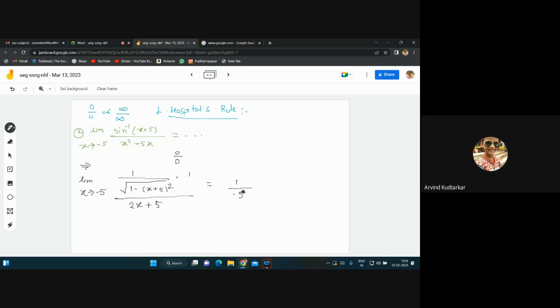So correct option क्या हो सकता है रे, 1 upon minus 5 ना. So 1 upon minus 5 is there. Correct option will be minus 1 by 5. Okay. So minus 1 by 5.